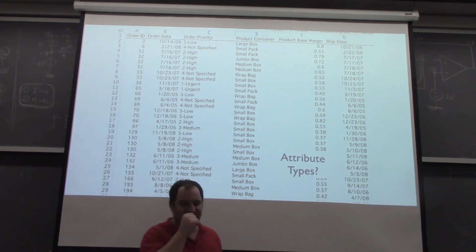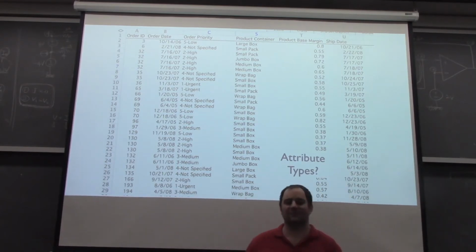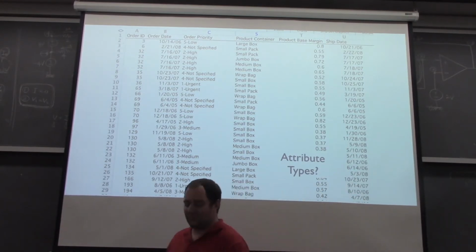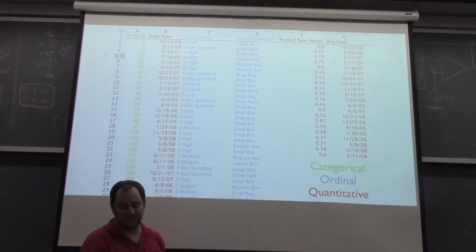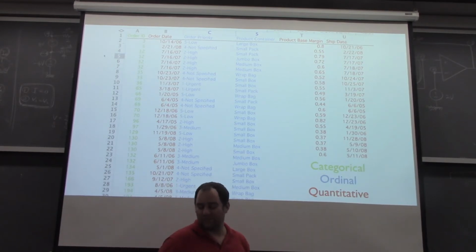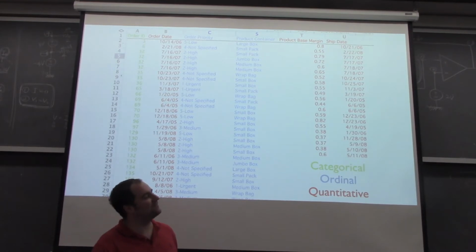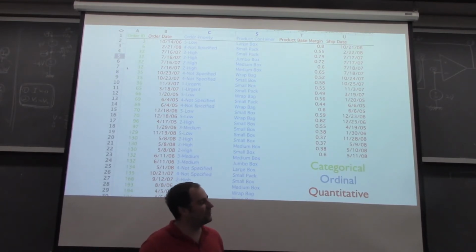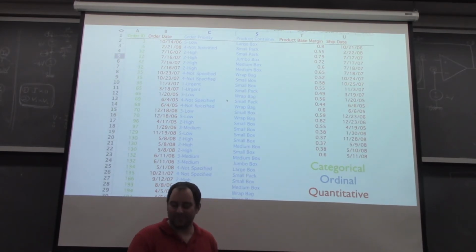The product base margin. Ratio, correct. Now ship date is order date. So here is just a distinction between not interval ratio, just categorical, ordinal, quantitative. So here this is kind of debatable whether categorical or ordinal. And these are, I would say, ordinal, but could also be categorical. Okay.